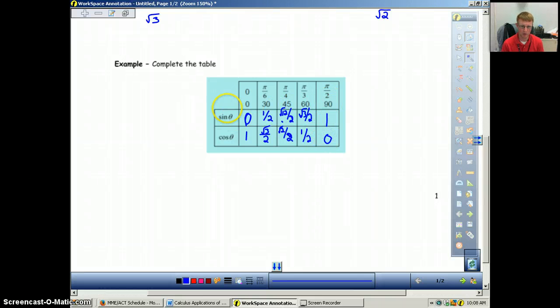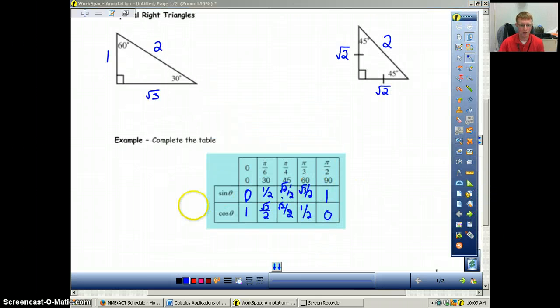And what you should notice is you should see kind of a pattern there. This right here should be square root of 2. You should see a pattern that this goes from 0 to 1/2 to square root of 2 over 2 to the square root of 3 over 2 to 1. This goes from 1 to the square root of 3 over 2, so it kind of goes in reverse order. So this is going to be a table that you probably want to know a little bit. But again, if you don't memorize this table, then all you need to memorize is the special right triangles, because then you can always fill in this table.